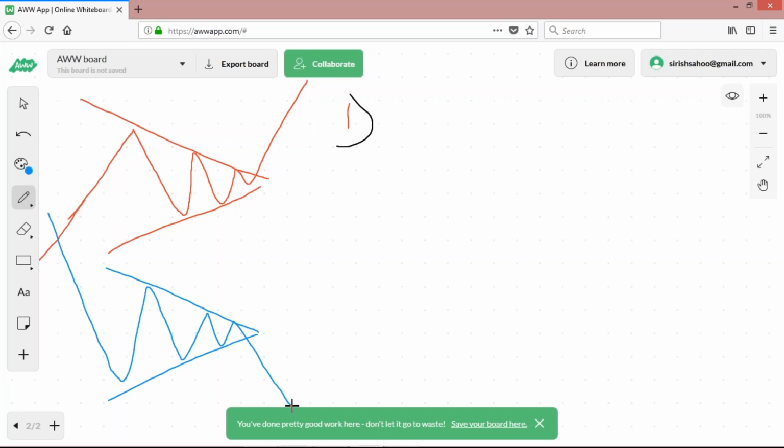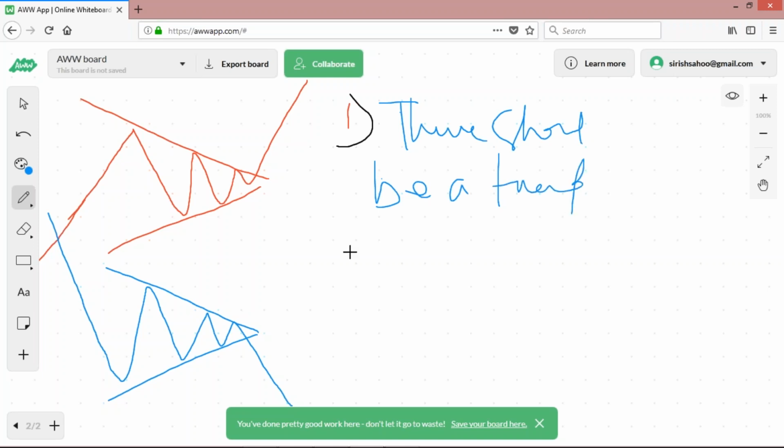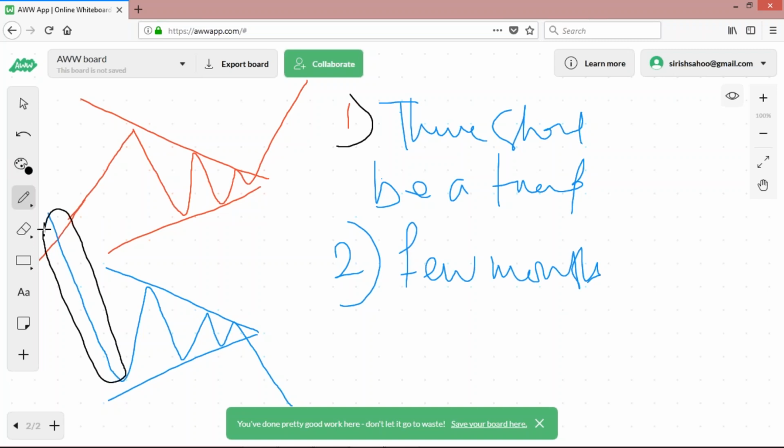The trend should be at least a few months old. First, there should be a trend. The second one is the time of the previous trend which we are looking for. It should be at least a few months. So these portions we need to measure, from this blue line to this line. This should have formed approximately a few months ago, and this red line should also be a few months before. This is how exactly it goes.